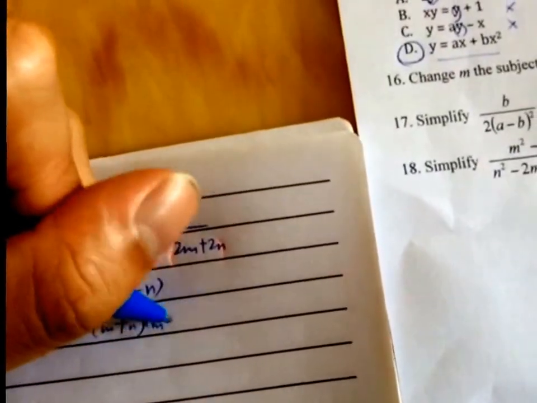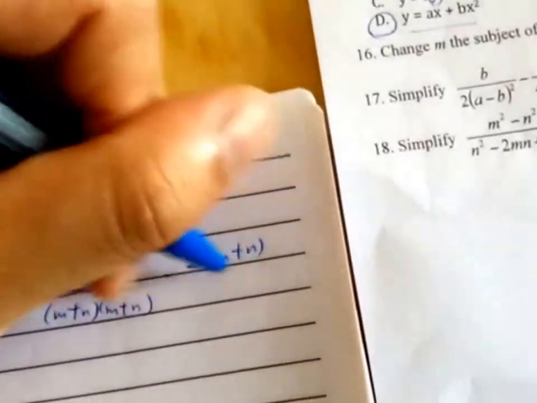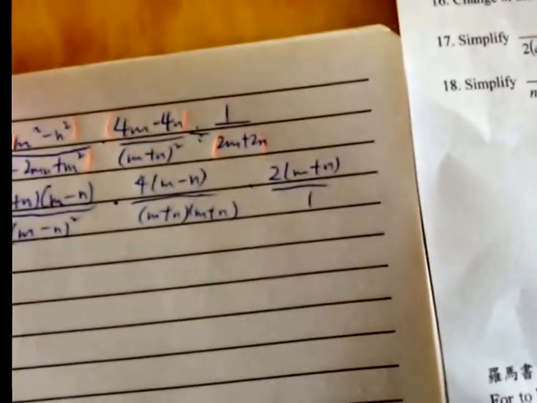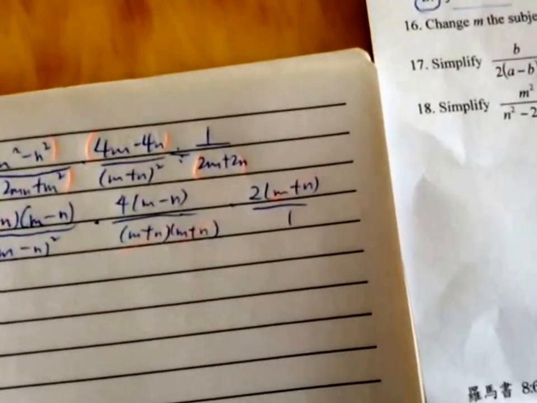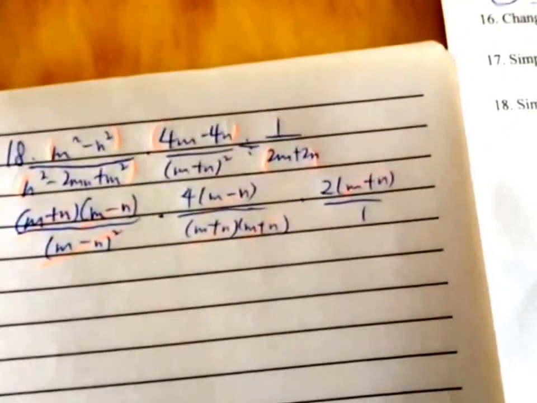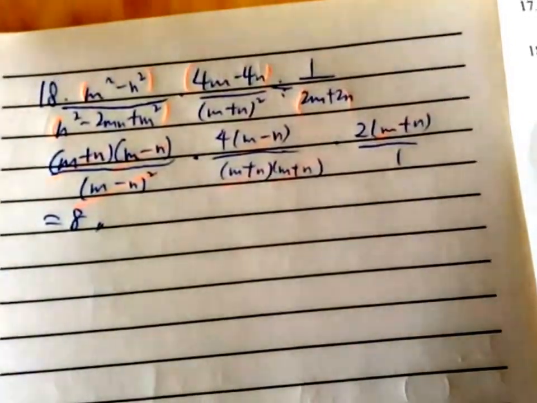Okay, I can write it like this, so it's easy for me to do cancellation. So this is n plus n, this is n plus n, and these 2 of them cancel out. This n minus n, this n minus n, they have 2 of it, also all cancel out. So remaining 4 and a 2. So the final answer is 8.